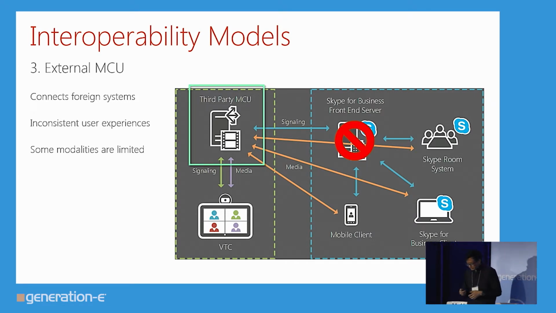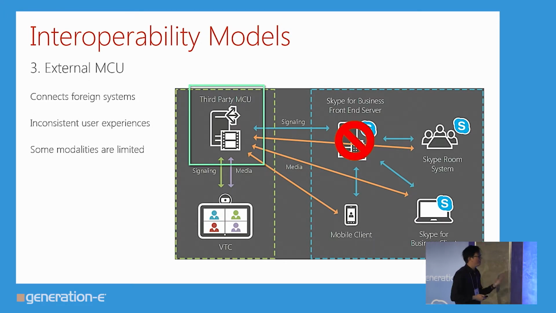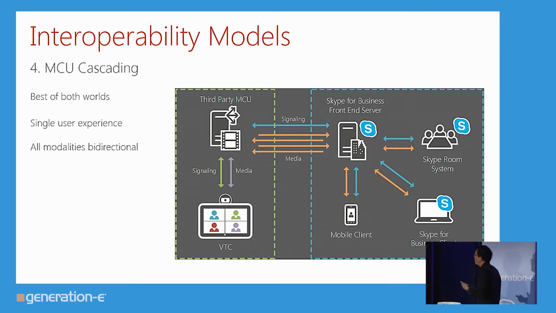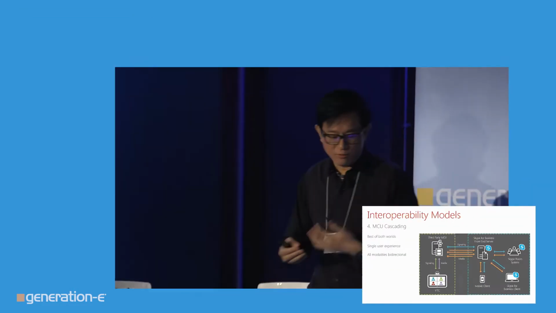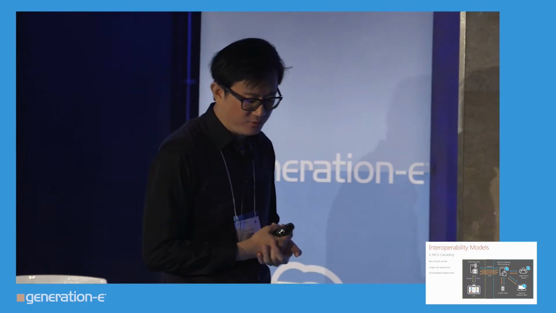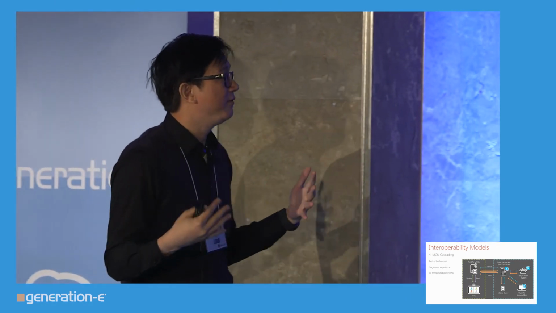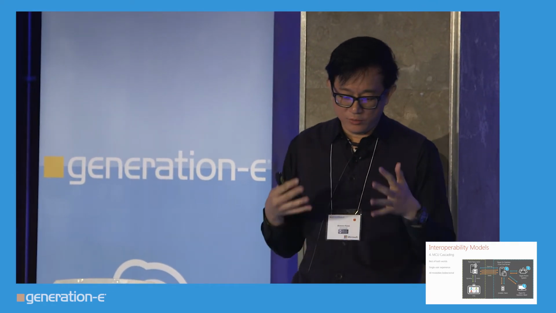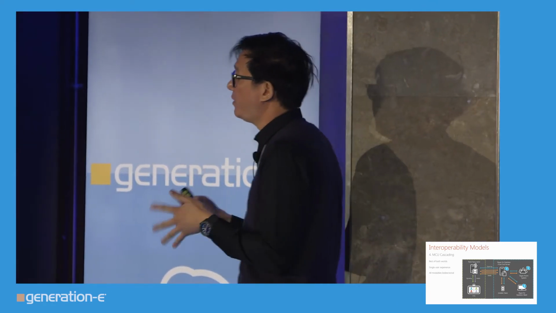So again, it's out there. We do have people using it, but you have to consider carefully some of the limitations as well. So how do you handle a case where you have VTCs and you want to make use of both the third-party MCU and the Skype for Business MCU? The best of both worlds is to use the last interoperability model, the fourth one, which is MCU cascading.